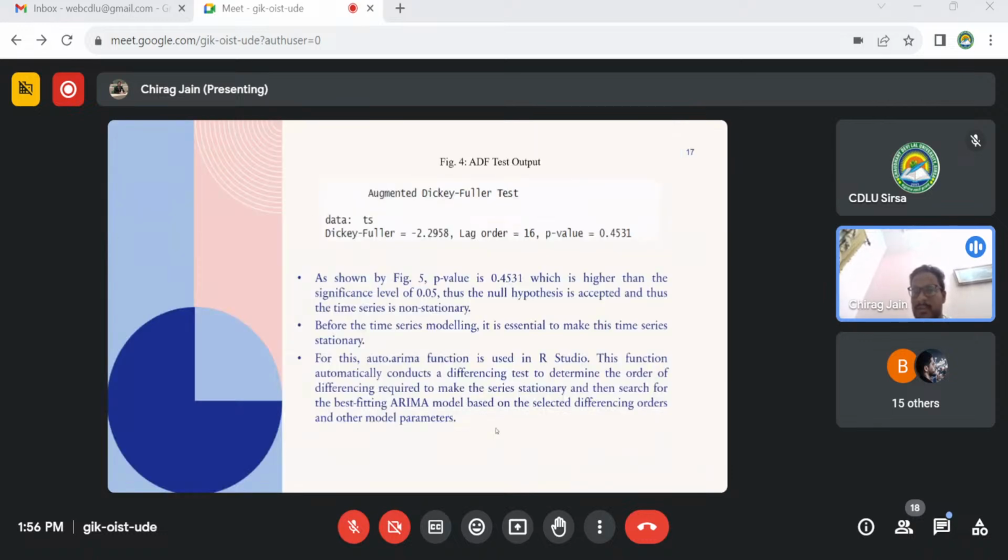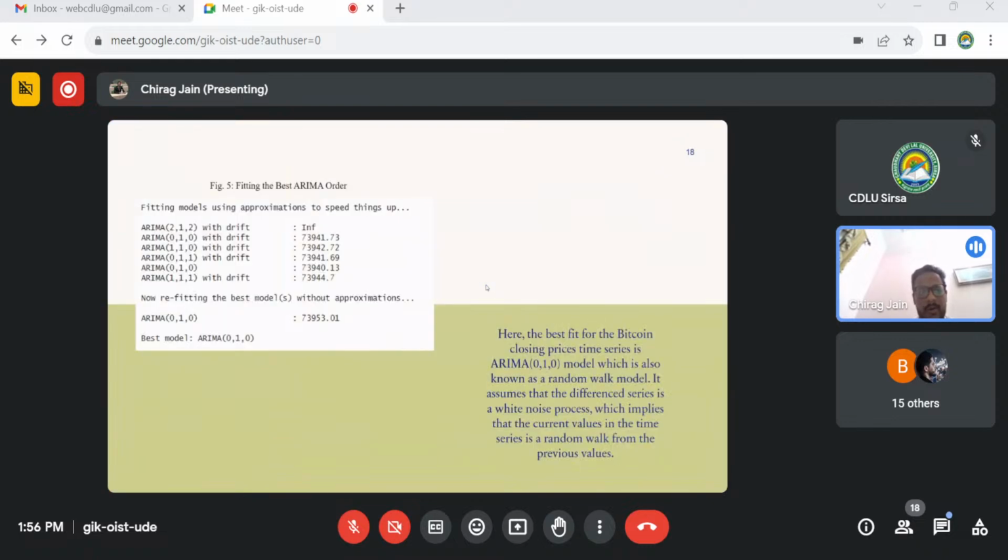And just to confirm, I used the Augmented Dickey-Fuller test, which also confirmed that the data series is not stationary. So now I use RStudio. In that there is a function known as auto.arima, which provides the best ARIMA fit order as well as make the data. Chirag, can you please tell how you choose the value of p, d, q in this ARIMA model?